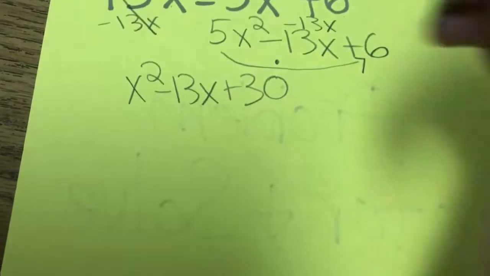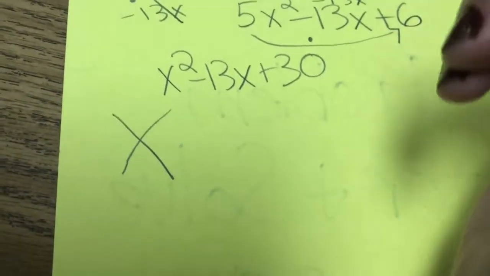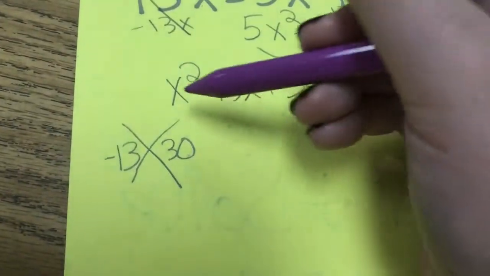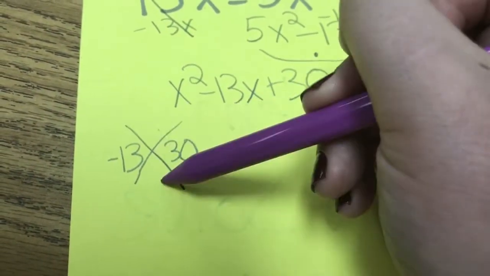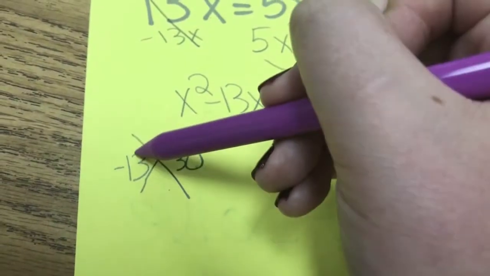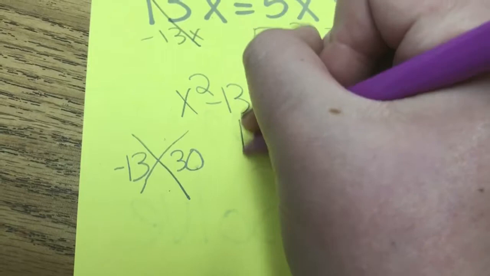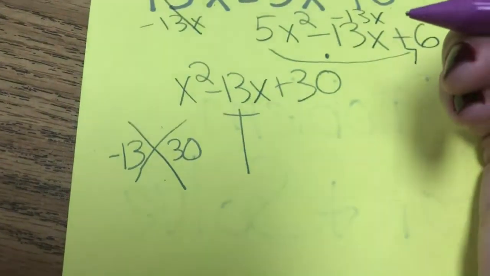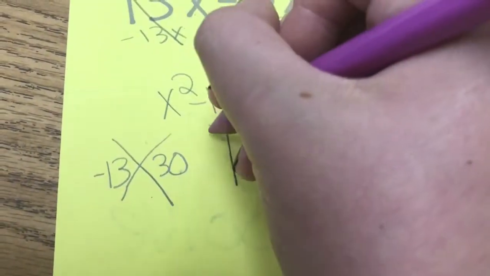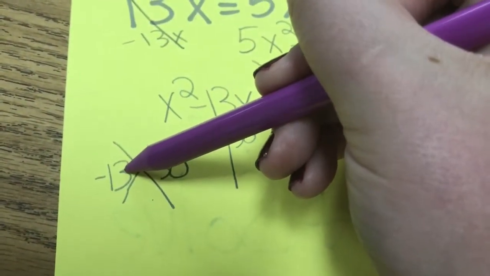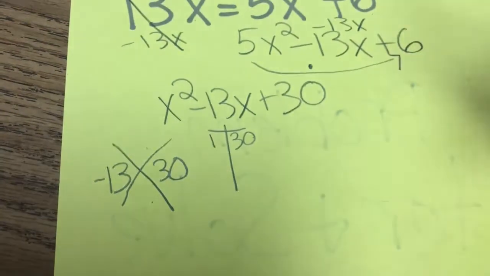Now I like to use the big X method just to organize my thoughts. If you have another way, that's perfectly fine. Your C goes on the right, your B goes on the left, and you're asking yourself what two numbers multiply to give you 30, but also add or subtract to get to 13. Well, we can start a table if you need it. What number goes into any number? 1. So I can do 1 times 30. 1 and 30 is not going to get me to 13 by adding or subtracting, so that's not happening.